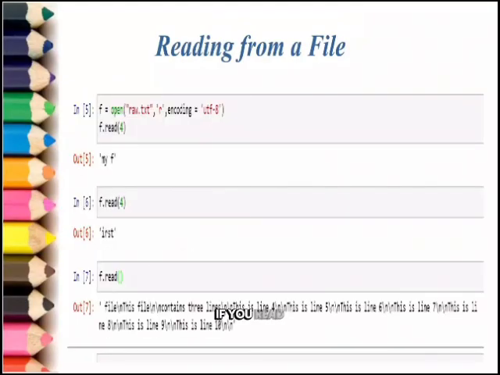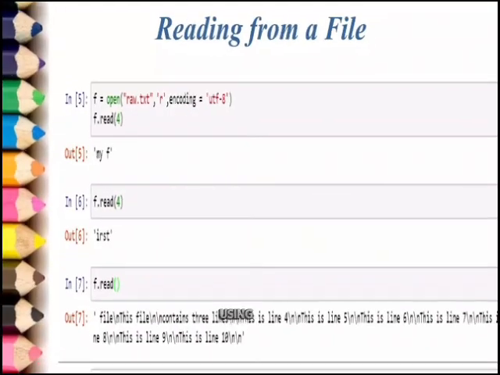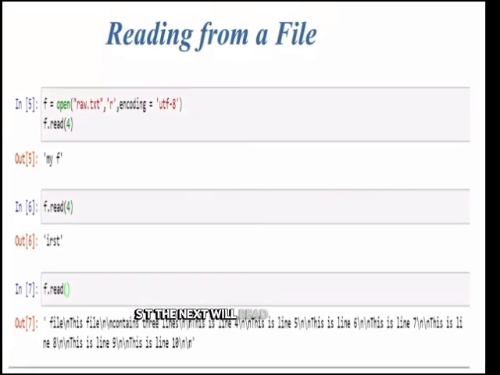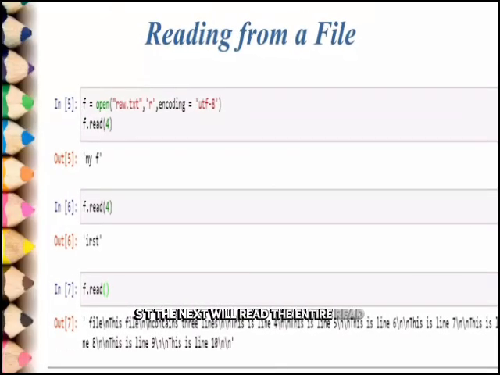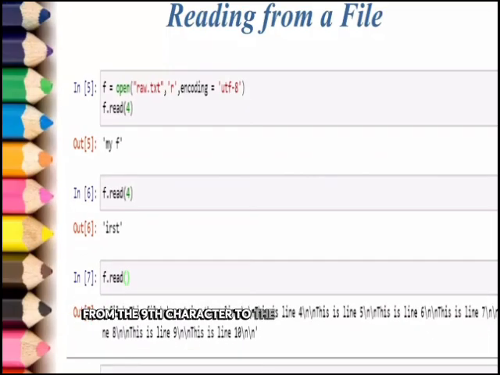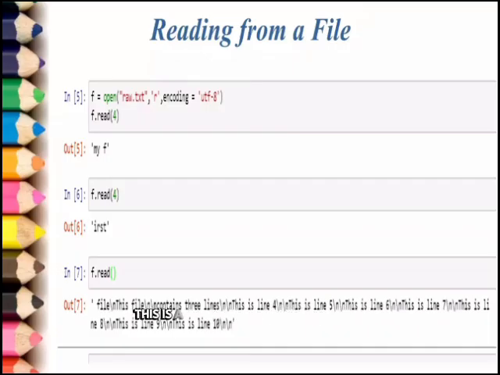So if you read using this, the first 4 letters will be 'my f', space included. So this reads the first 4 letters. The next read will read the next 4 letters, 'IRST'. The next read will read the entire rest, because no argument is given here. So it reads from the 9th character to the end of the characters. This is what you can see in the slide.